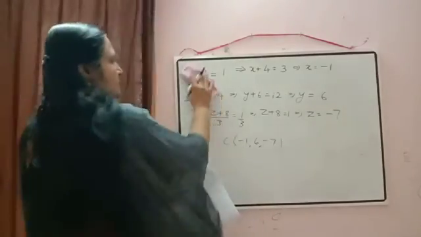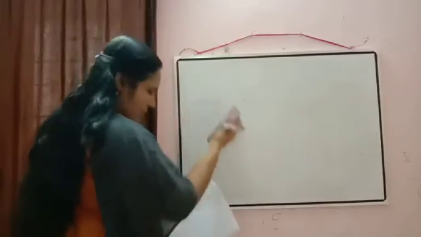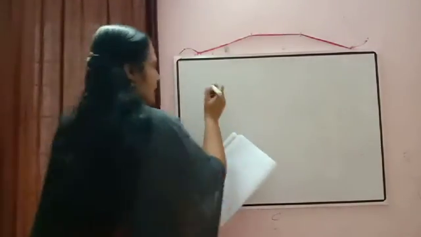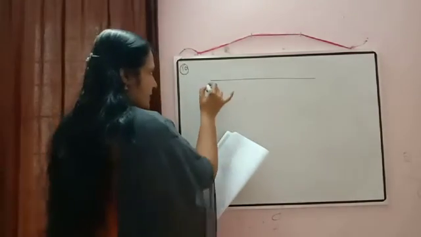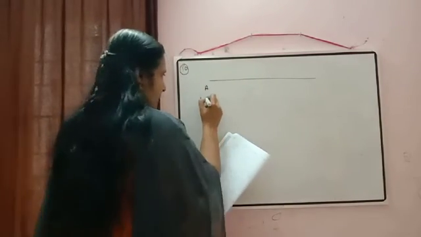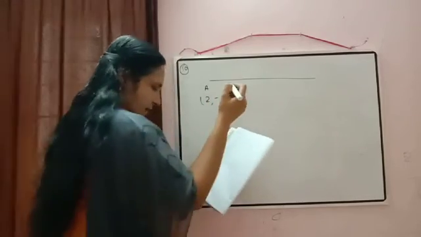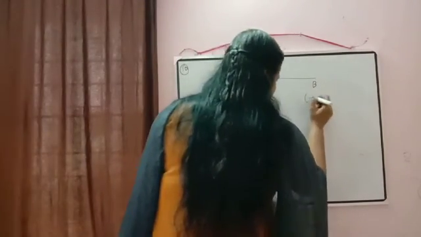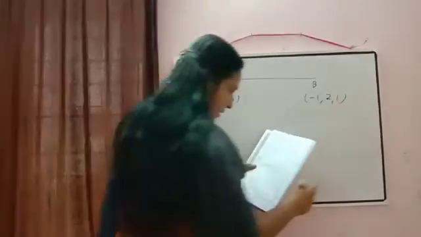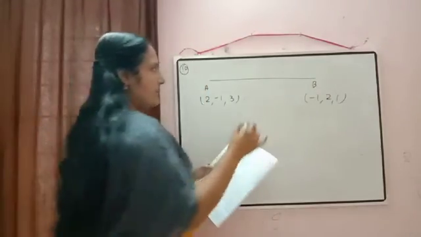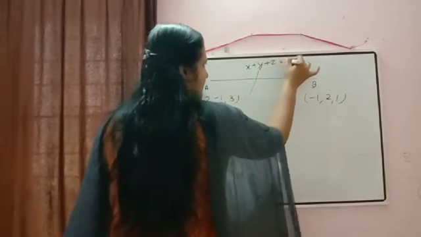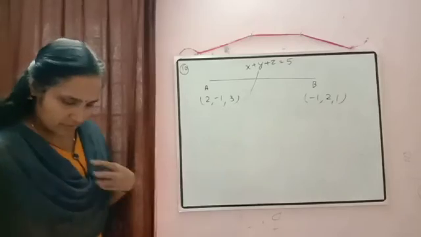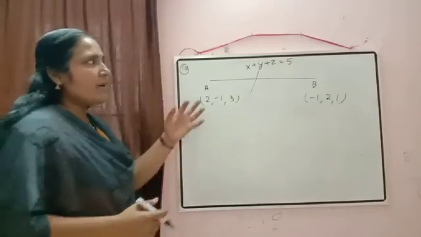Now, the next question is again one question related to ratio. Find the ratio in which the line segment joining the points A (2, minus 1, 3) and B (minus 1, 2, 1) is divided by the plane x plus y plus z is equal to 5. Okay. So now here the line segment is divided by the plane.